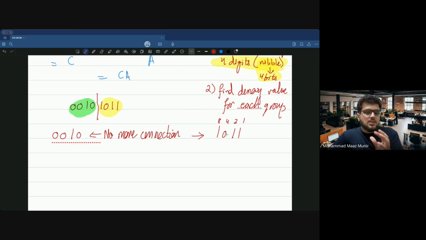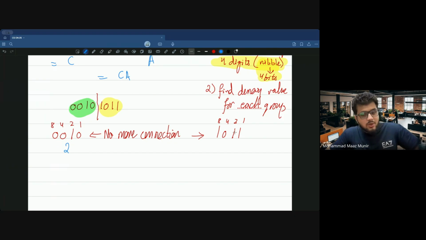Now it's binary, right? So for the first one, it's going to be 2 raised to power 0, 2 raised to power 1, 2 raised to power 2, 2 raised to power 3. So it's 1 2 4 8, and similarly 1 2 4 8. Now what's the Denary value for the leftmost group? This group will have a Denary value of 2.